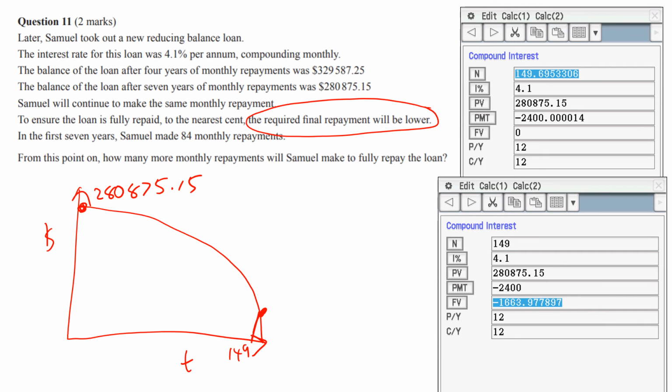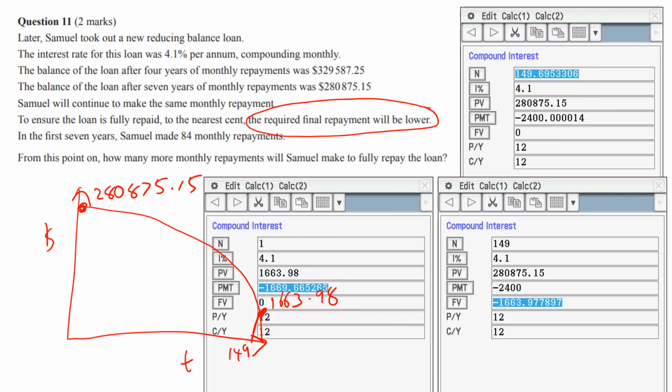So I work out where I'm going to be at 149 payments. So I say not 149.69533 blah blah blah. I want to be at 149 payments. How much do I still owe? So to do that, I put in that loan money, put in my payments. Didn't worry about that decimal stuff. And I find that my final value is this. So that means I'm at this point of 1663.98. It's okay to do that to say the 0.98.